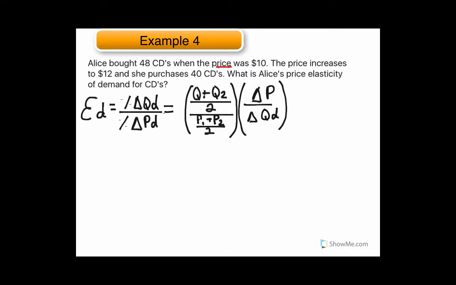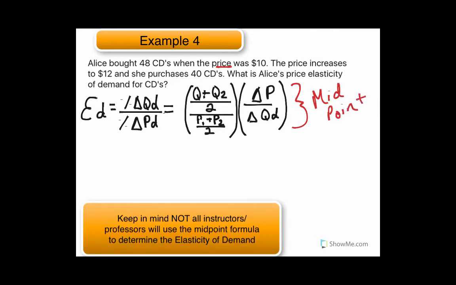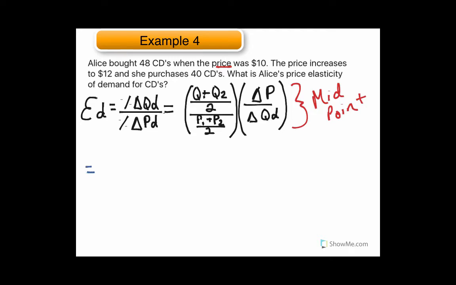Here I've already written out the equation we're going to need to solve for price elasticity of demand, and we're just going to go ahead and fill it in. This is using the midpoint formula. Your professor's formulas may vary. So going forward with these numbers, we do 48 plus 40 divided by 2 over 10 plus 12 divided by 2.